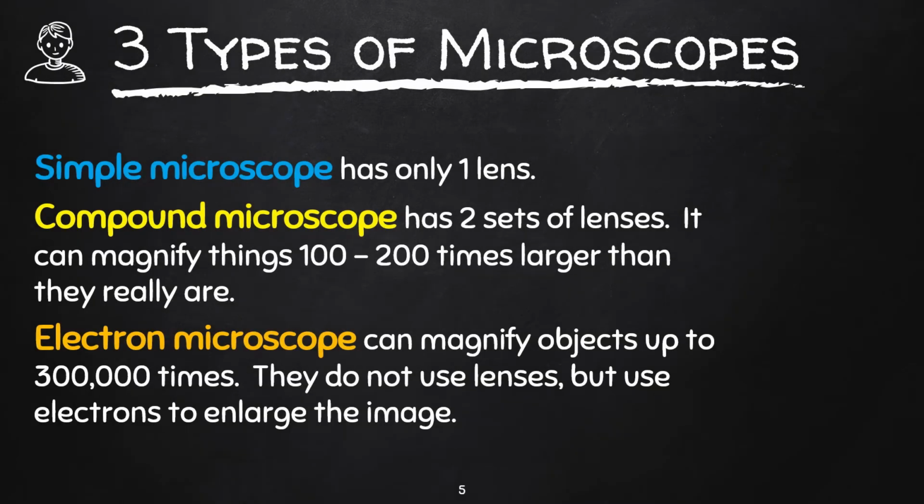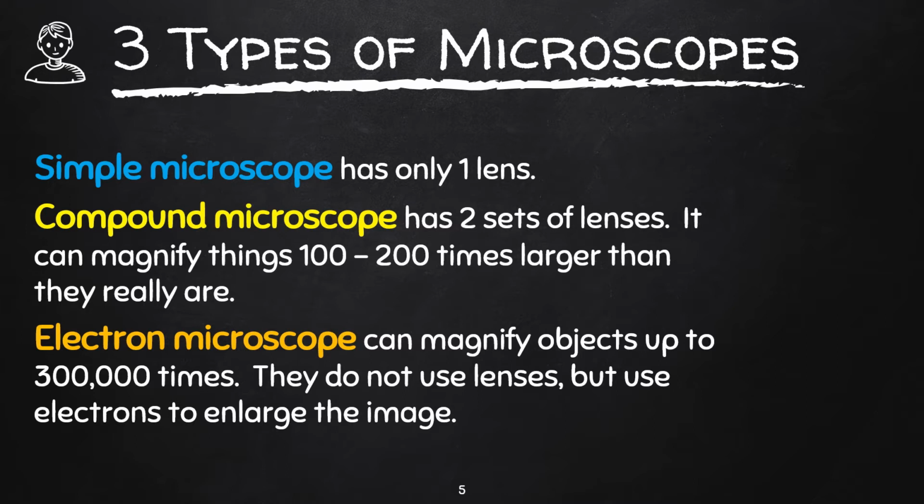There are three types of microscope. Yung una, kagaya ng microscope ni Anton van Leeuwenhoek, ay tinatawag na simple microscope, meaning ito ay binubuo lamang ng isang lens. Yung ikalawang microscope naman ay tinatawag na compound microscope. Compound because it has two sets of lenses. It can magnify things 100 to 200 times larger than they really are.